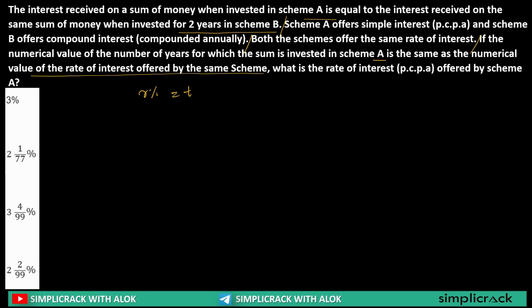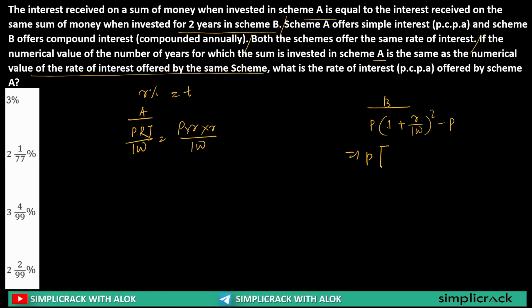So what it is asking, find out the rate of interest first. In scheme A, that is invested in what? That is invested in simple interest. So here P into rate of interest into time is the interest amount. In scheme B, the interest amount will be P into 1 plus R by 100 whole square minus P. Are you getting my point? Yes, sir, I'm getting this point. Now I can write it as P into (1 plus R by 100) square minus 1.